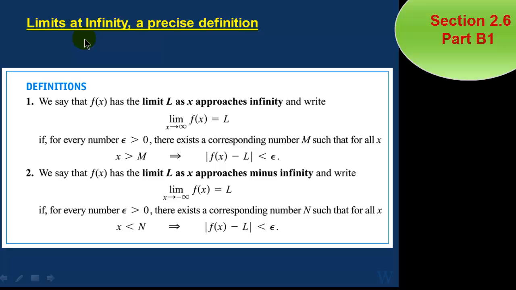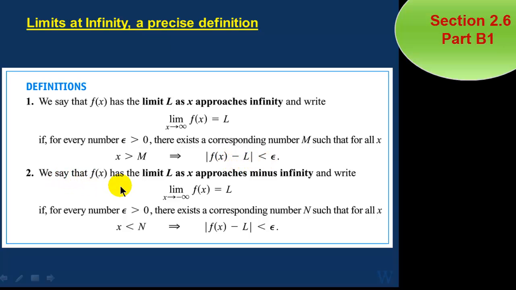We say that f of x has a limit L as x approaches infinity, and we write the limit of f of x as x approaches infinity equals L, if for every number epsilon greater than 0 there is a corresponding number M such that for all x greater than M, it implies that the absolute value of f of x minus L, the difference between the y and its limit, is less than epsilon.